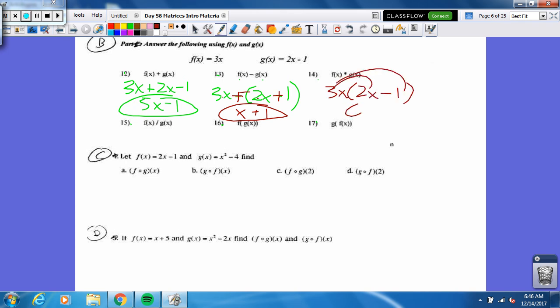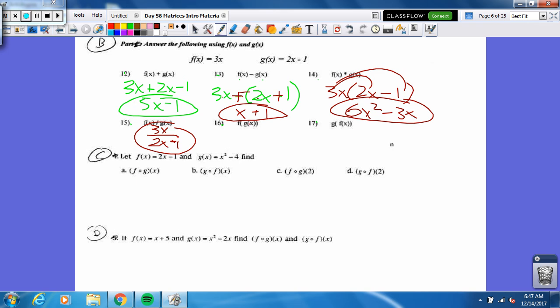I'll do a box for this one. 6x squared minus 3x. Thank you very much. Next, f of x divided by g of x. So that's 3x divided by 2x minus 1. Done. Okay? Next, the tough ones.